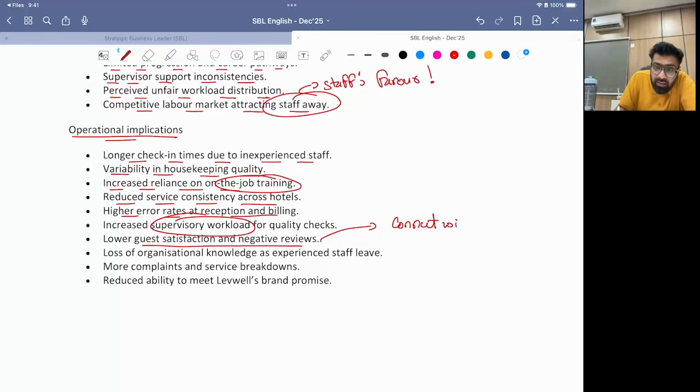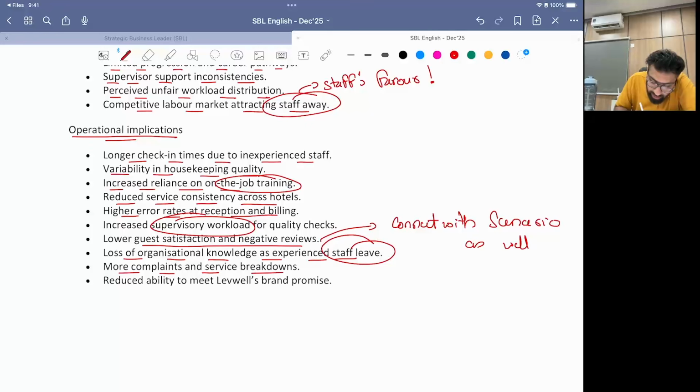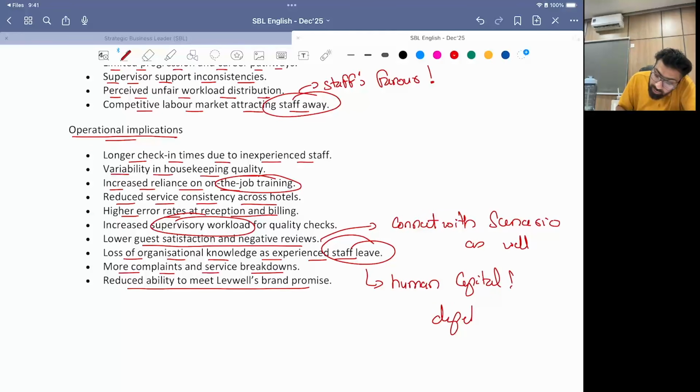Yes, we have faced this. Loss of organizational knowledge as experienced staff leave, more complaints and service breakdowns, and reduced ability. And guys, your human capital is depleting. If your staff is leaving, that means you can connect with integrated reporting that you have human capital depleting, which is totally not good at all, right?